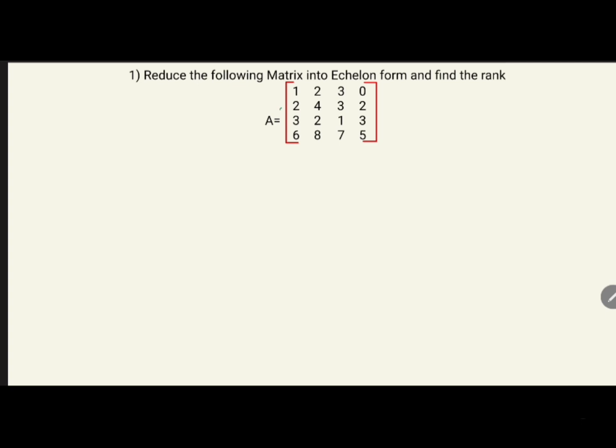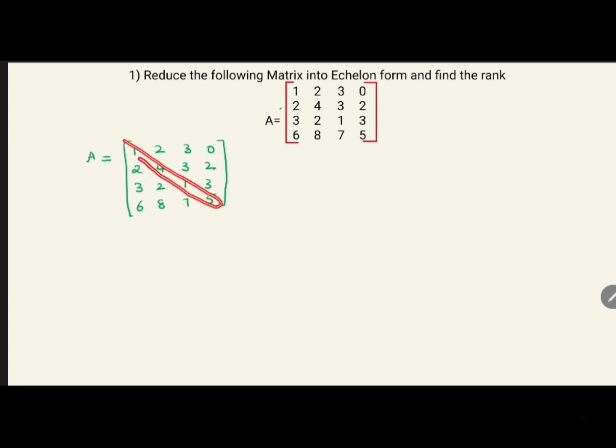Okay, so this is the problem. Reduce the following matrix into echelon form and find the rank. First let me write down the matrix once: 1 2 3 0, 2 4 3 2, 3 2 1 3, 6 8 7 5. Now first check the principal diagonal.